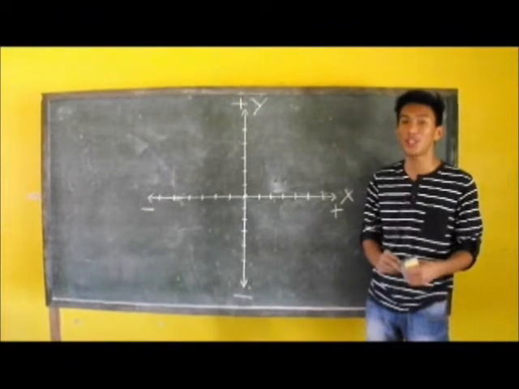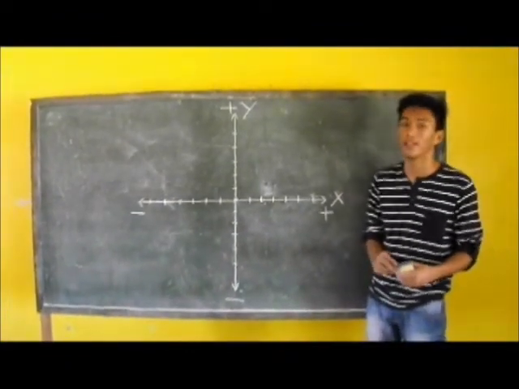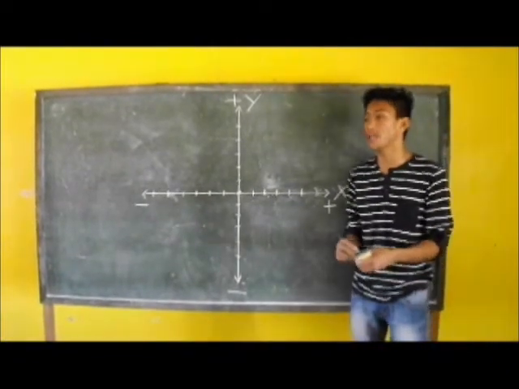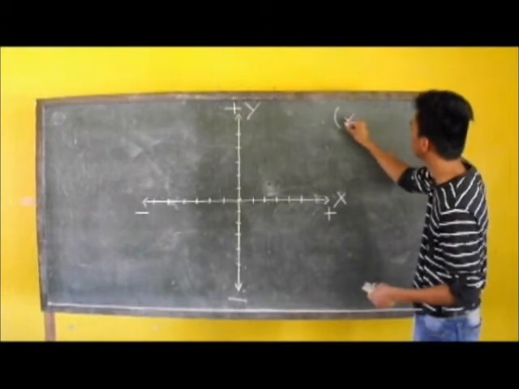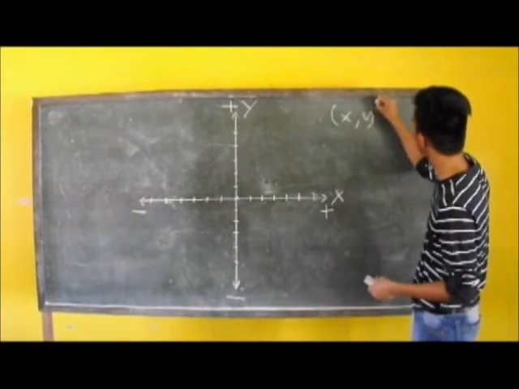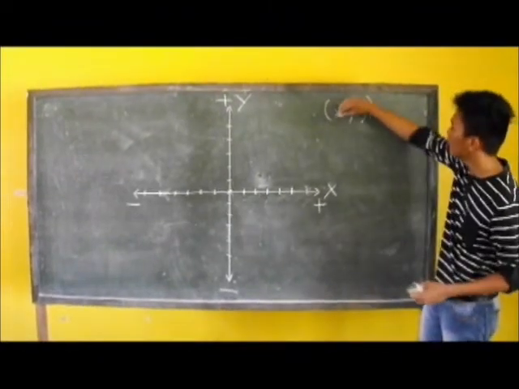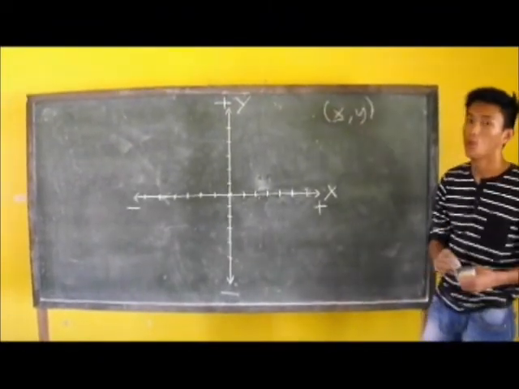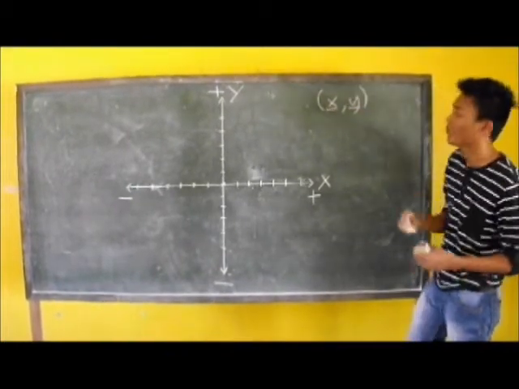Now, I'm going to teach you how to plot points in the Cartesian coordinate plane. The main structure of points in the Cartesian coordinate plane looks like this. The first point is the x-coordinate, while the next point is the y-coordinate.